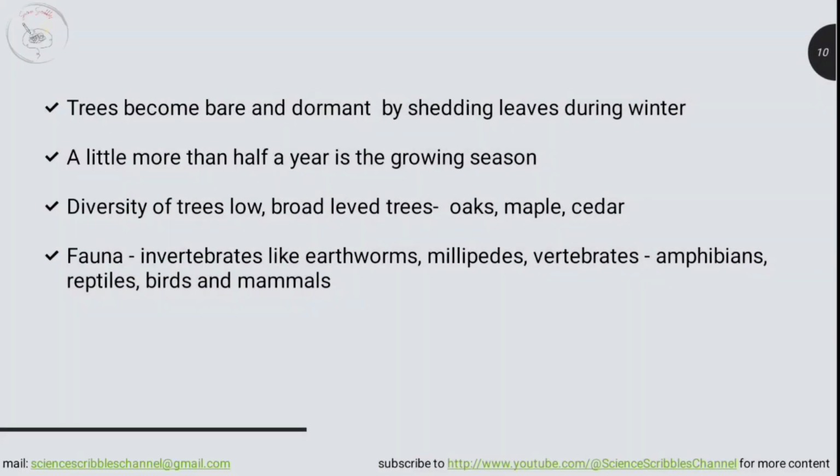The growing season of the deciduous forests is the summer season only. Diversity of trees is low, about 10 to 20, when compared to the 100 to 500 in rainforests. Common deciduous trees are the broad-leaved oaks, maple, cedar, etc. Faunal diversity is also low when compared to the tropical evergreen forests.